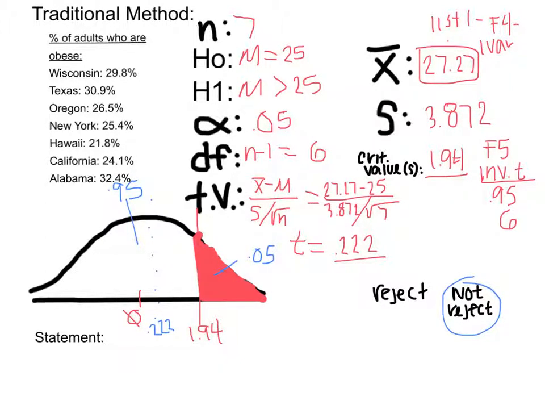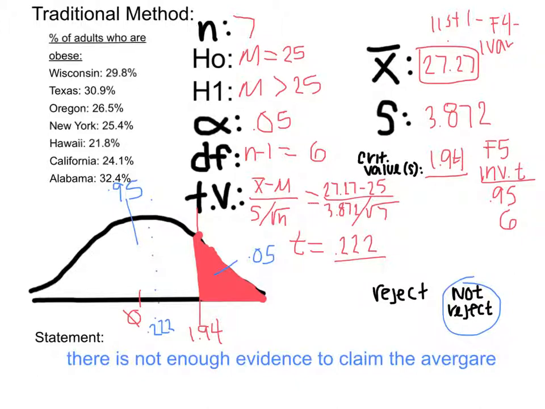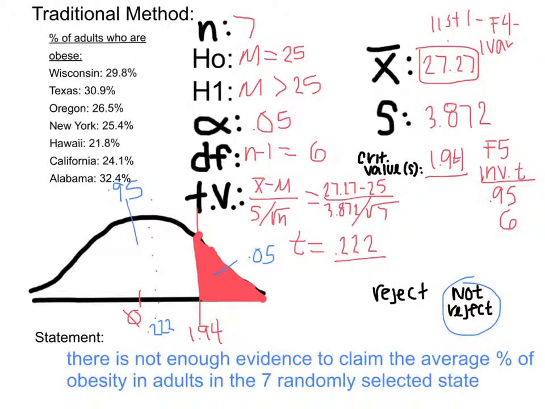And we can come to the conclusion that there is not enough evidence to claim the average percentage of obesity in adults in the 7 randomly selected states is above 25%.